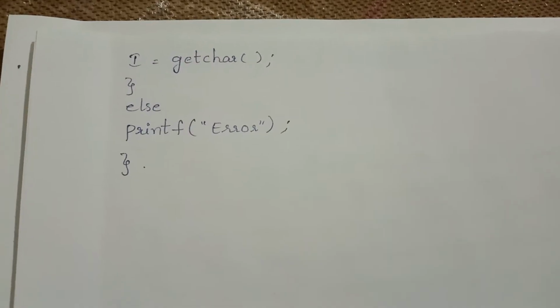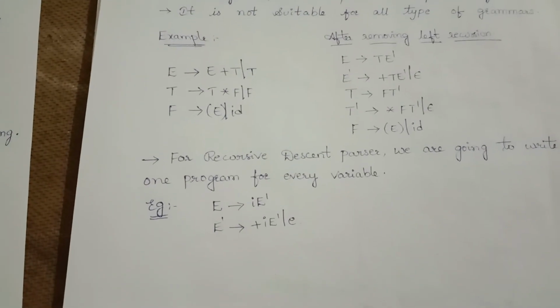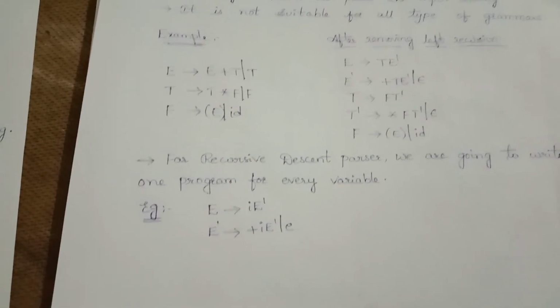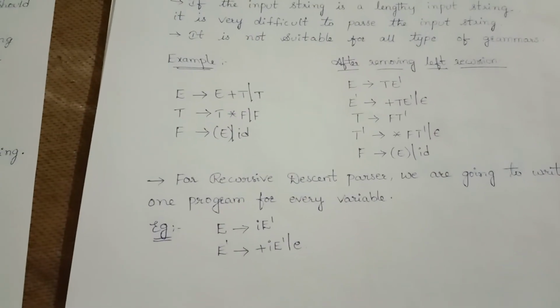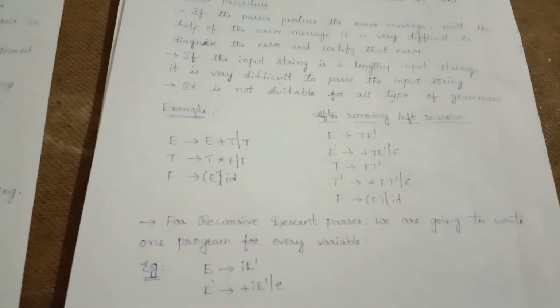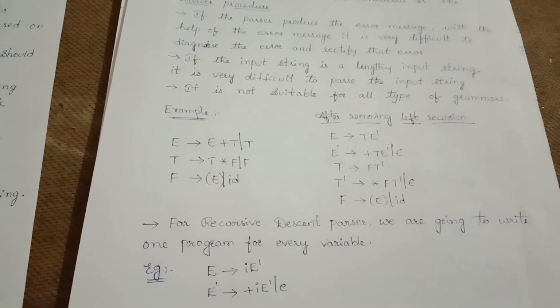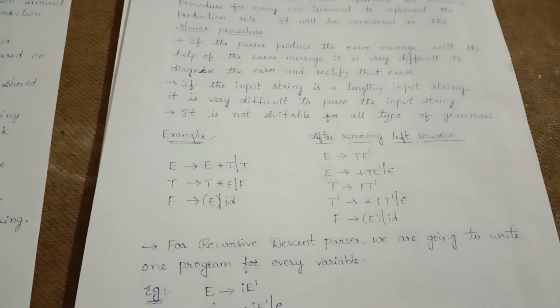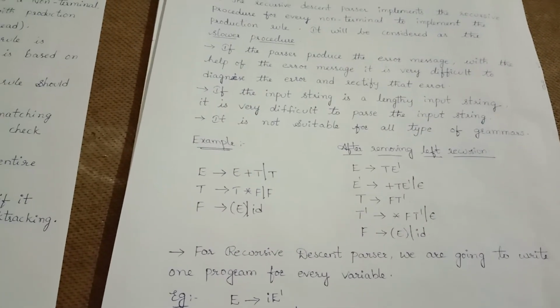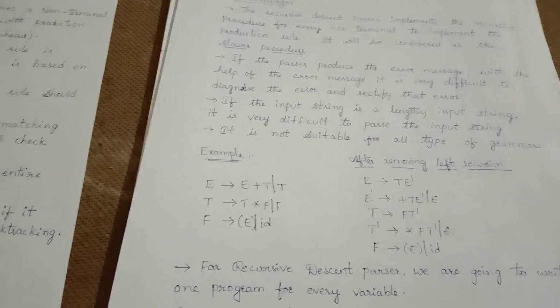This is how we write a program for the recursive descent parser. For every variable we write a program in the recursive descent parser. That is nothing but it should match with the look ahead symbol. If there is any non-terminal, that non-terminal will be replaced with the next terminal, which is called here the look ahead symbol.